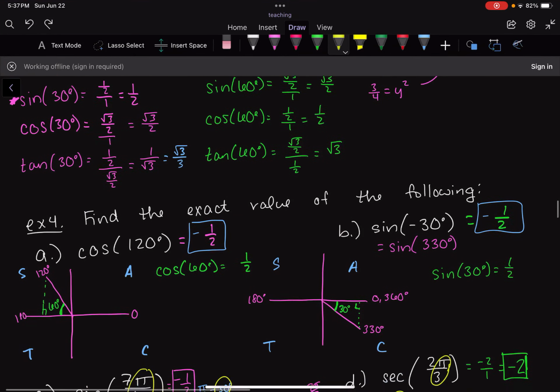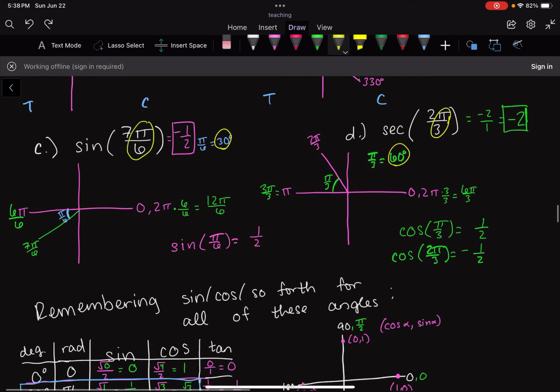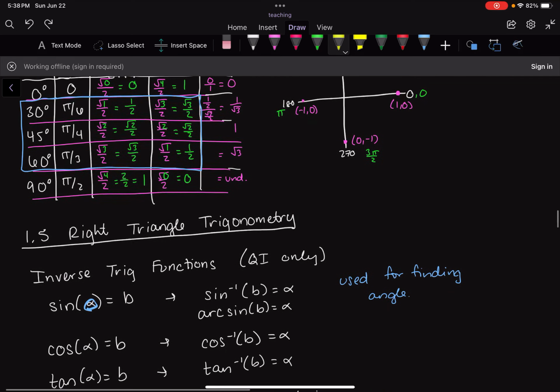Same story for 30 and 60. You can always measure how far it is from the x-axis. That's the reference angle. And then I gave this table to kind of help out with those. So if any of this is making you feel weird or anything like that, I really would recommend going back and rewatching the 1.4 video.